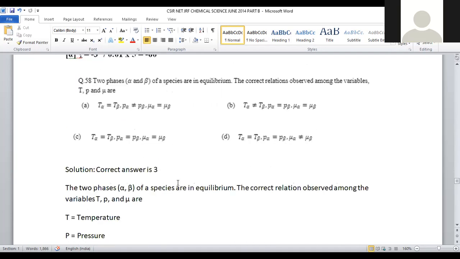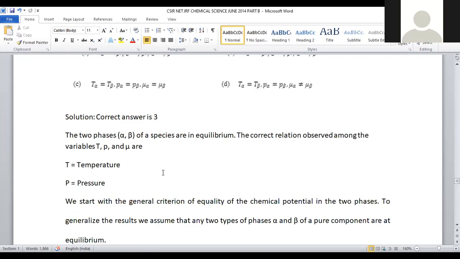Let us move on to question number 58. Two phases alpha and beta of a species are in equilibrium. The correct relation observed among the variables temperature, pressure, and mu will be. Here, two phases are there, said to be alpha and beta phases. Both are existing in equilibrium. Whenever both the phases are existing in equilibrium, what will be the relation between the variables? So let us go with the detailed discussion.